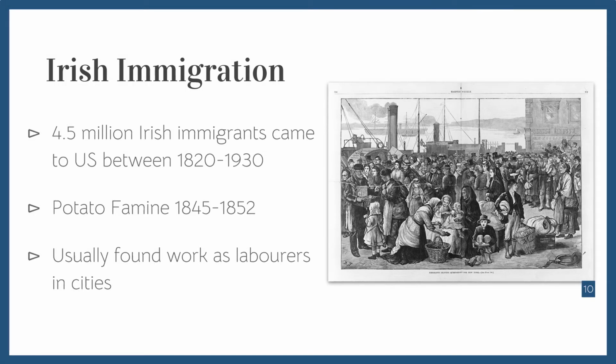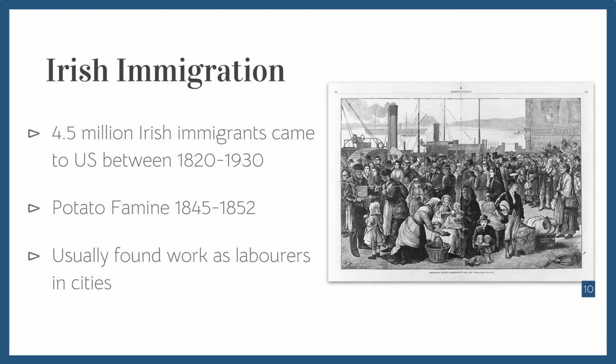As we learned earlier, the largest populations of immigrants coming to Missouri in the 19th century were German and Irish. So let's start by taking a look at Irish immigration. Between 1820 and 1930, around 4.5 million Irish immigrants came to the U.S. Ireland experienced a terrible famine in the mid-19th century. In the 1840s, almost half of America's immigrants were from Ireland alone.